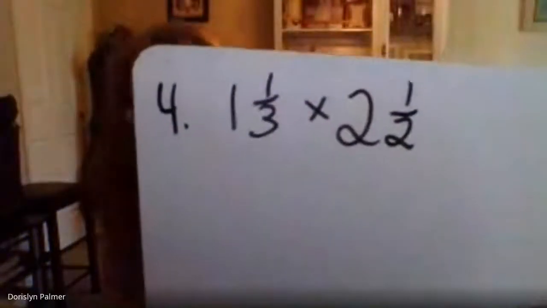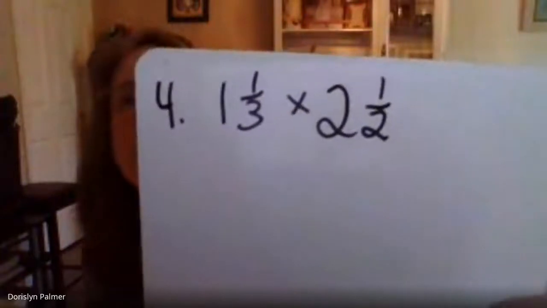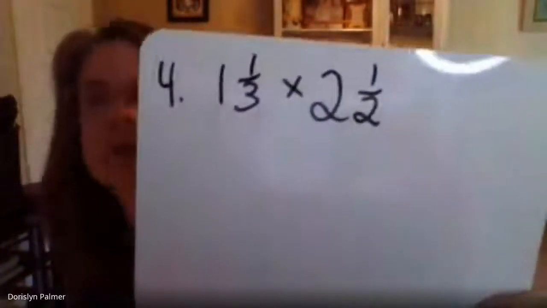When you multiply mixed numbers, you can't just multiply the whole number part and the fraction part. You have to change them over to improper fractions first, okay? So we're going to do number 4. I'm going to work on it with you, and I want you to write down what I'm telling you. So here's where we're at. Number 4 on page 461, 1 1/3 times 2 1/2.